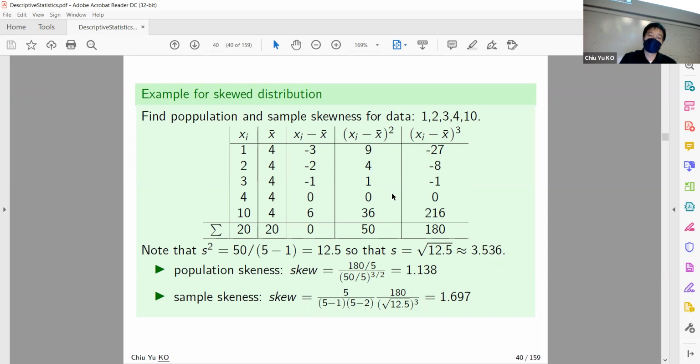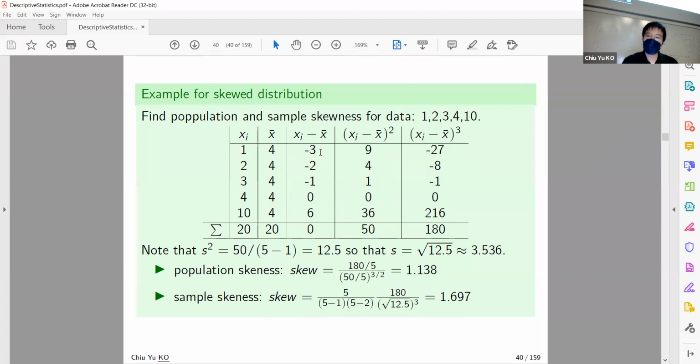But let's see whether the measure we get is what we want. So 1, 2, 3, 4, 10. To get the mean, add them up, it's 20. 20 divided by 5 is 4. So the mean is 4. Then you subtract the mean from each observation: it's -3, -2, -1, 0, and 6. The sum of them is 0, as we expect. And you square each deviation: 9, 4, 1, 0, 36. Add them up, it's 50.